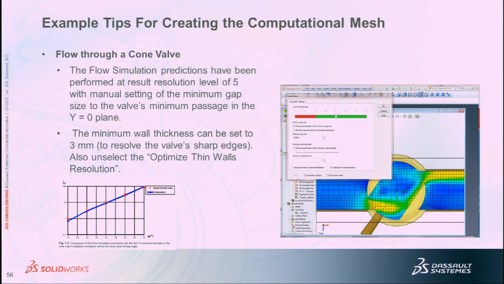In this particular case, to get more accuracy, we set the result resolution to 5, okay? And we set the minimum wall thickness to 3 millimeters. Now the reason for the 3 millimeter wall thickness was because of the sharp edges, and what they did was unselect the optimized thin wall section. So this was to get a better refinement around this.